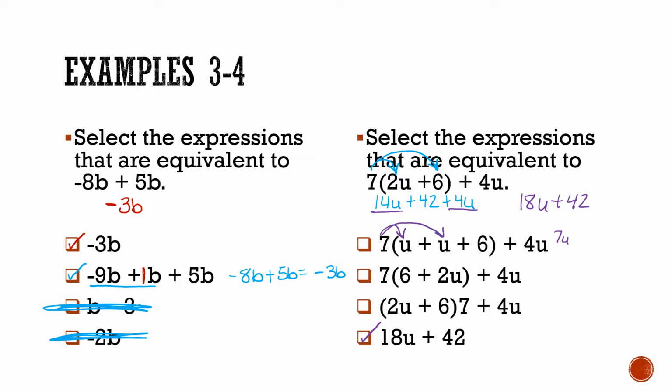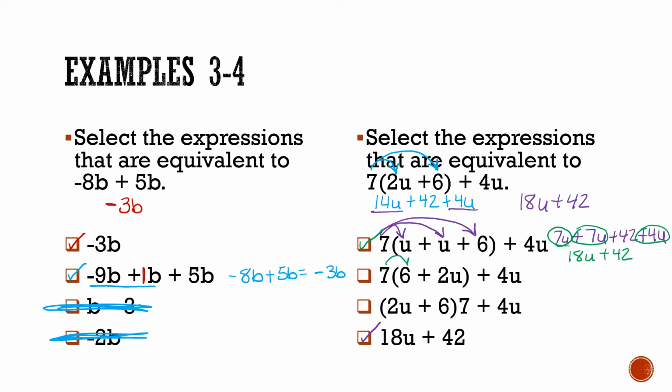7 times u again is 7u. And 7 times 6 is 42. And then we've still got plus 4u. Okay, we need to combine our like terms. So 7 plus 7 is 14. 14 plus 4 is 18u. And then we bring down our 42. So again, we get the same thing.